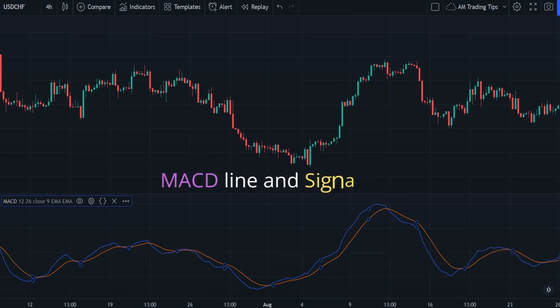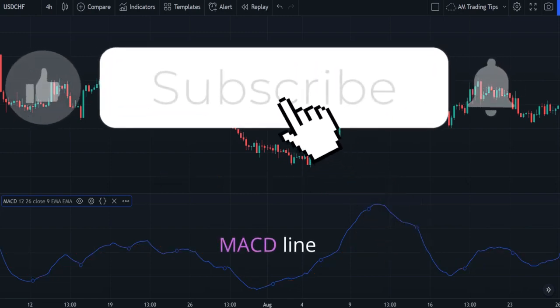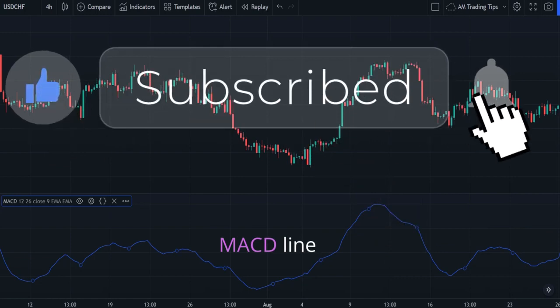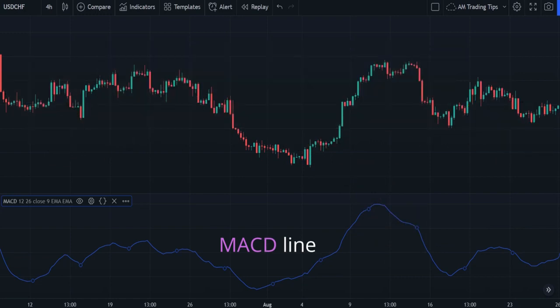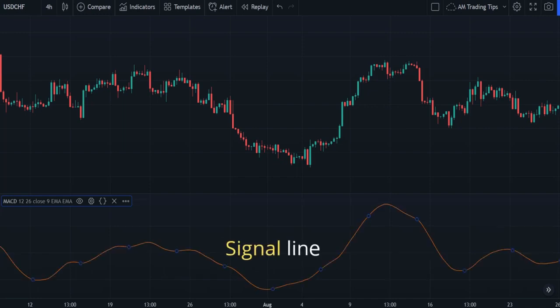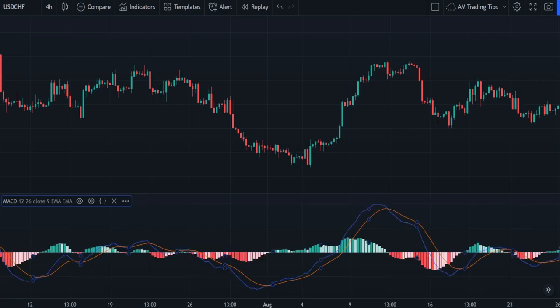Notice the difference between the MACD line and the signal line. The MACD line moves faster and is more sensitive to price changes, which will be the main focus of the MACD indicator. Compare this to the signal line, which reacts slower to price changes, hence giving it a smoother appearance.